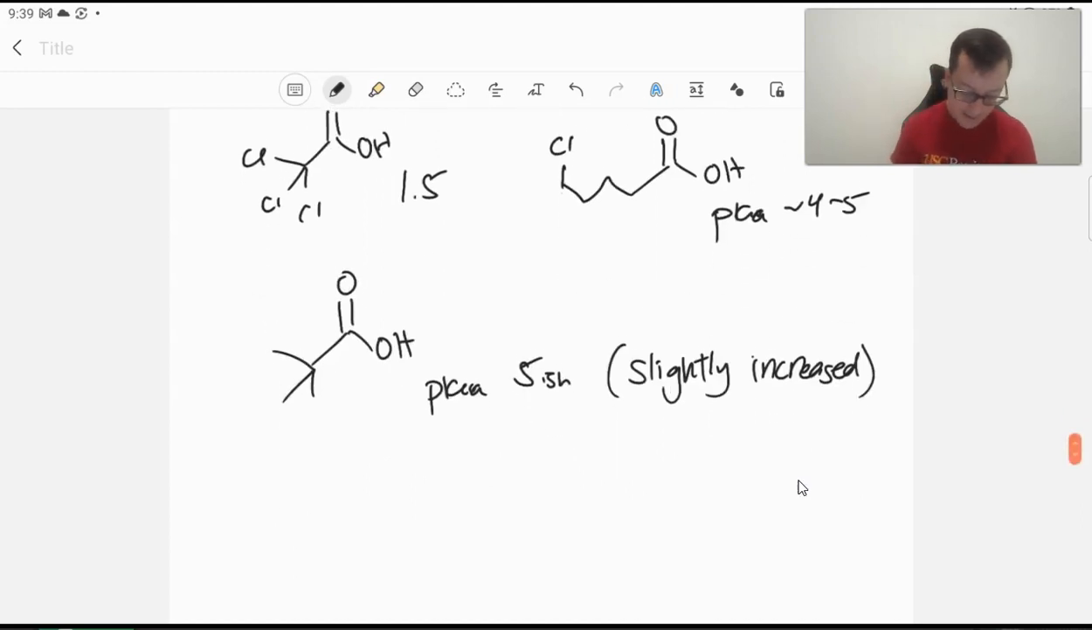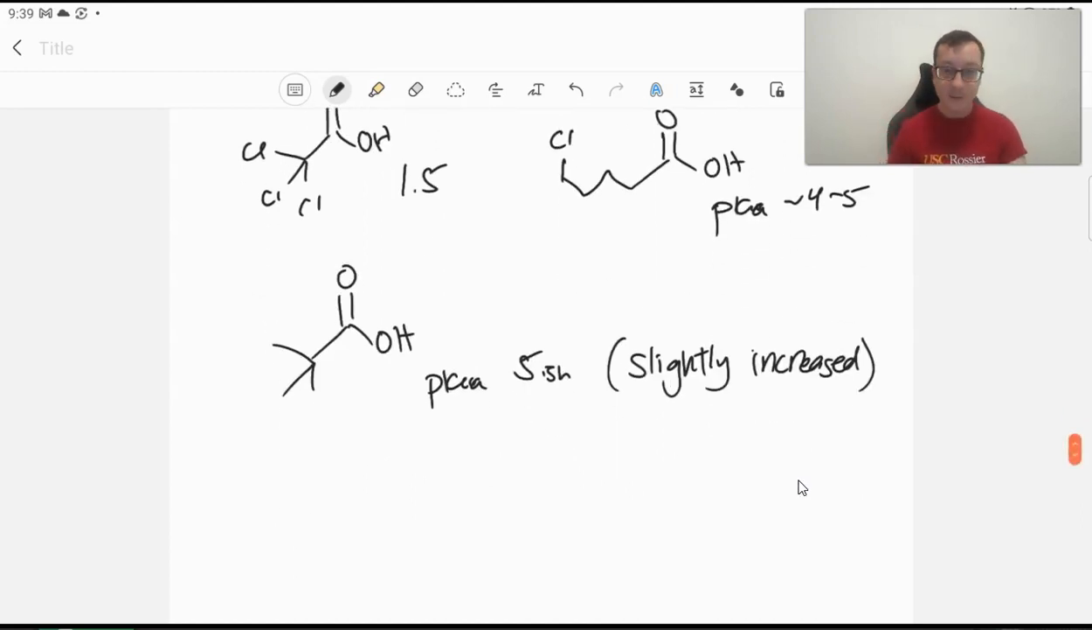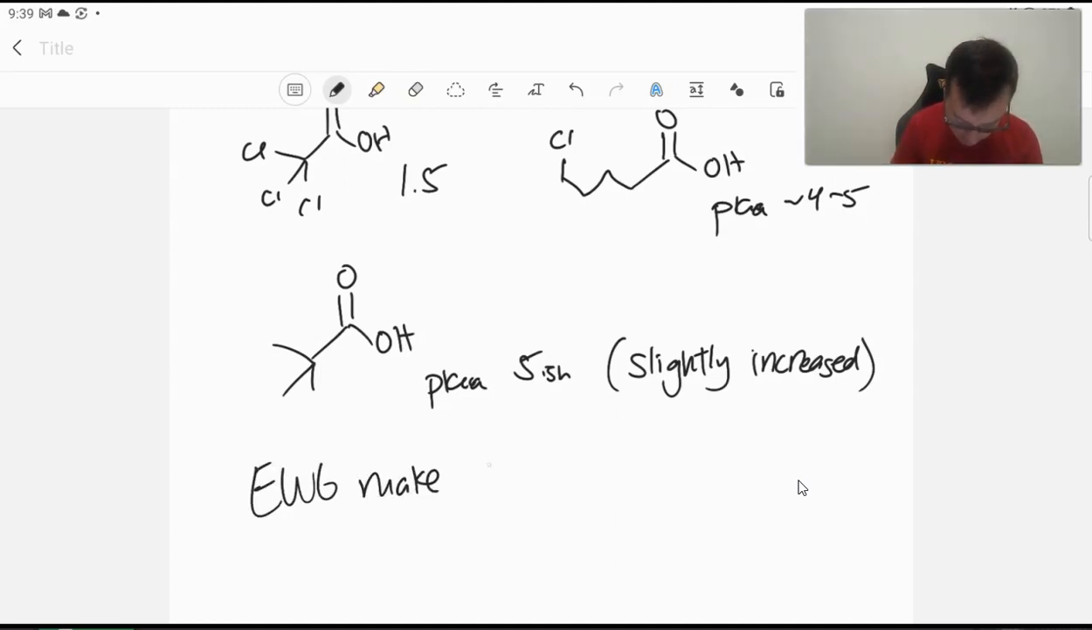And we see that this is kind of the case with aromatics as well. We're going to see that nitro groups and all that will help stabilize things. So electron withdrawing groups make these more acidic, and donating groups make them less acidic.